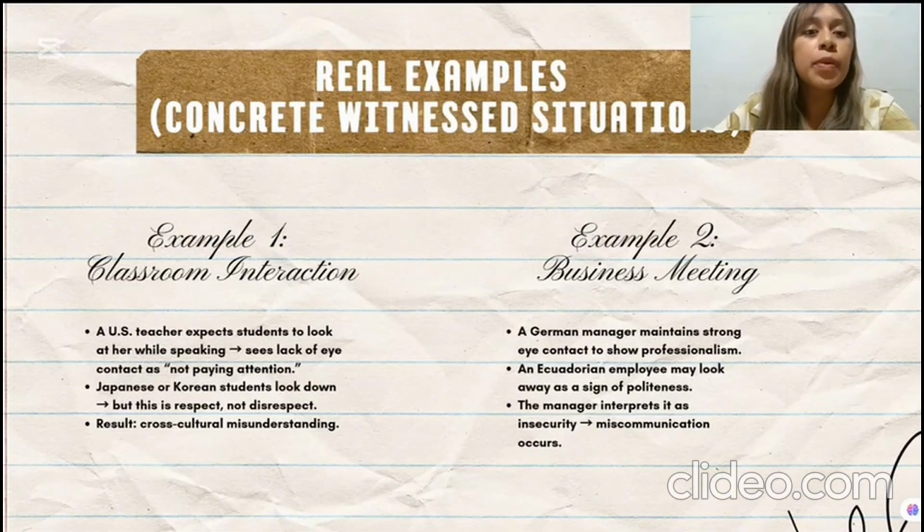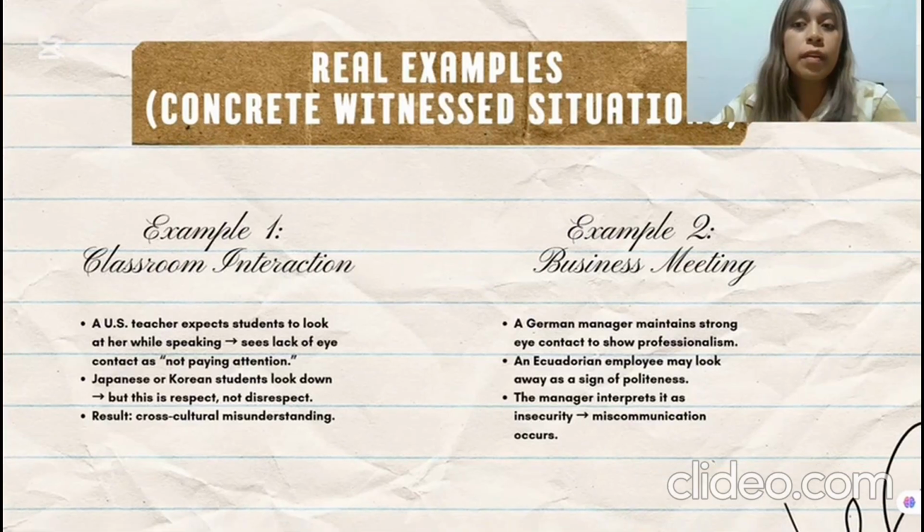The example number one is about classroom interaction. So, a US teacher expects the students to look at her while speaking. But a Japanese student avoids eye contact out of respect. So, this can be misunderstood as a lack of attention.